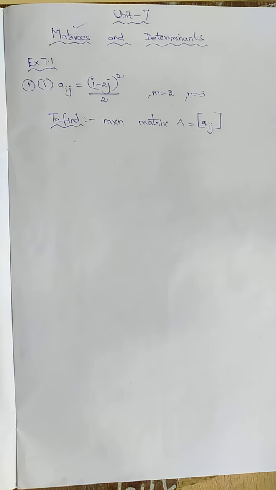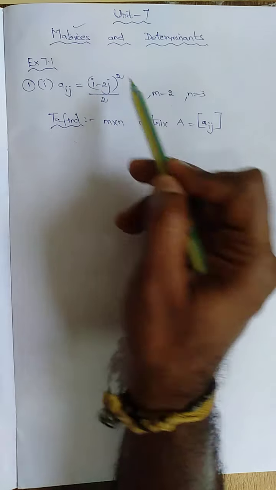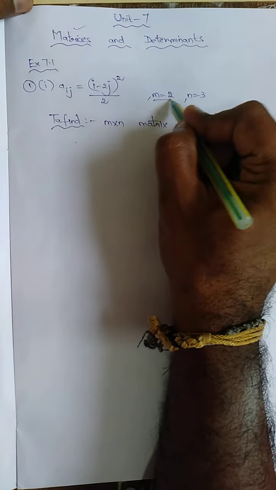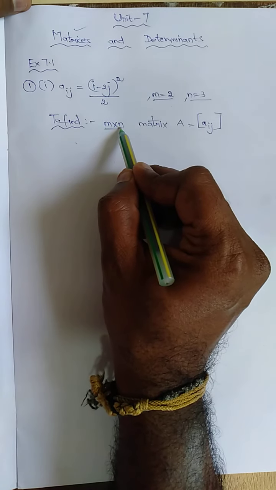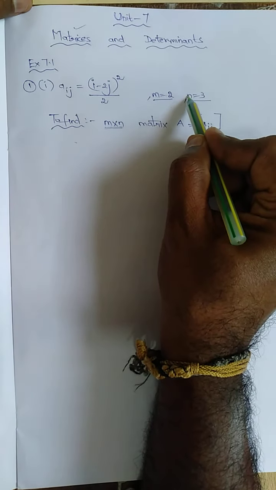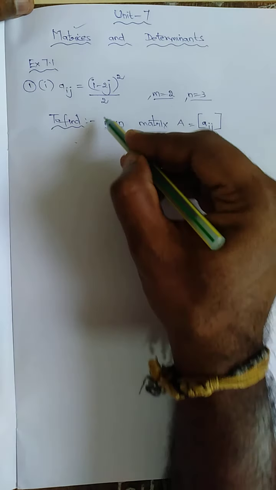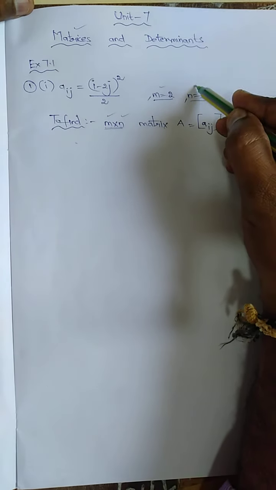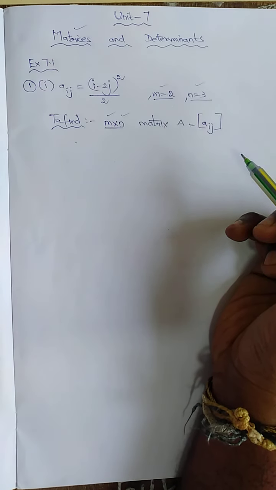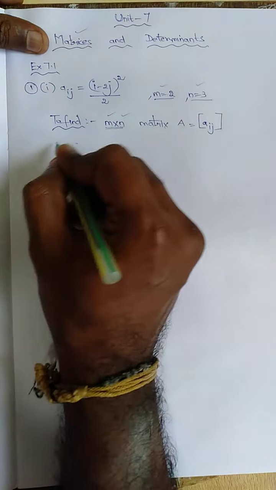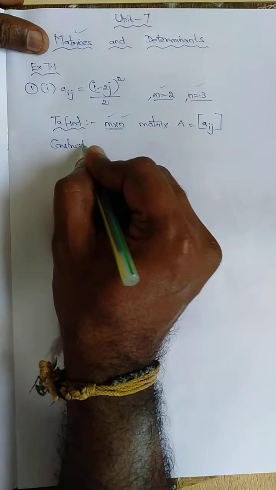So, if we go to the first subdivision, they have given a suffix ij is equal to (i minus 2j) the whole square divided by 2, where m equal to 2 and n is equal to 3. To find m cross n, so m cross n is nothing but 2 cross 3 matrix. I need to find a 2 cross 3 matrix because they have given m and n. M is 2, n is 3. Therefore, 2 cross 3 matrix A is equal to matrix of a suffix ij. So, we need to construct a 2 cross 3 matrix.